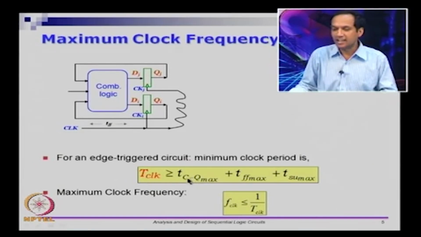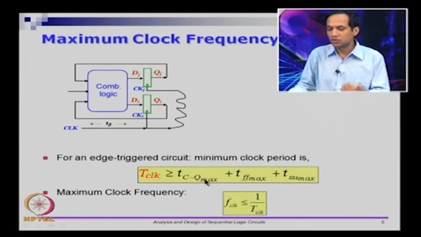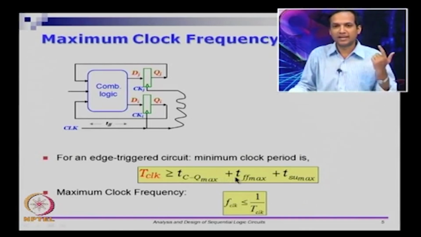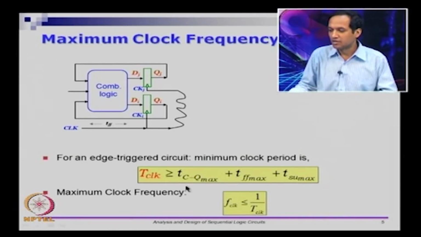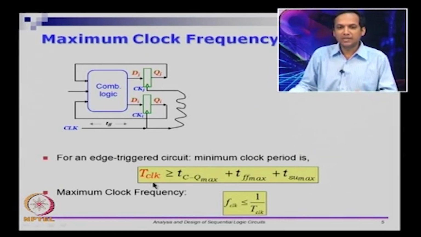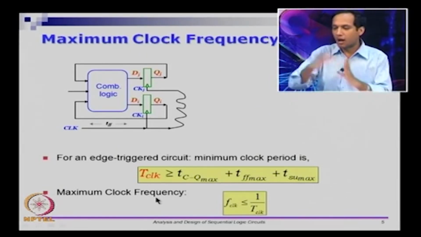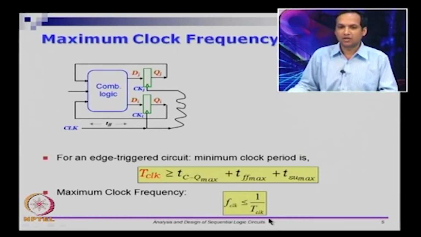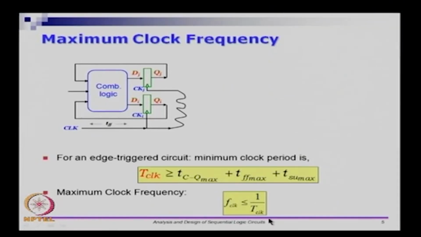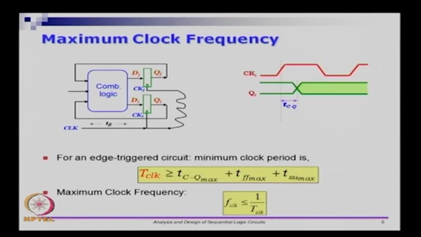T clock is greater than the worst case clock to Q delay plus worst case flop to flop delay plus worst case setup time. You add all of that, and the width of the clock must be greater than that, which means the clock frequency is upper bounded by 1 by T clock. So this is with respect to maximum clock frequency. Here we assume that CLK appears immediately as CKI and CKJ. So the derivation you can see here.